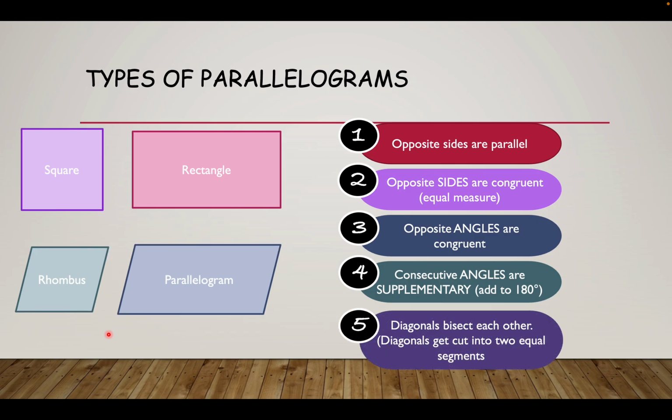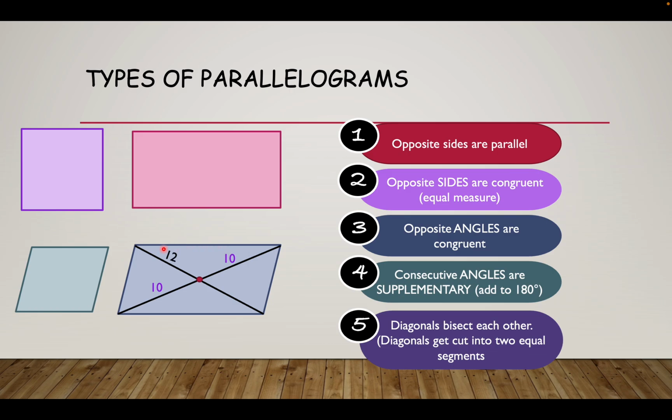Property 5, diagonals bisect each other. That means if we have a diagonal, let's say it's 20, and we have another diagonal, that means right here is the middle. So this side would be 10. So from the corner to the middle is 10.